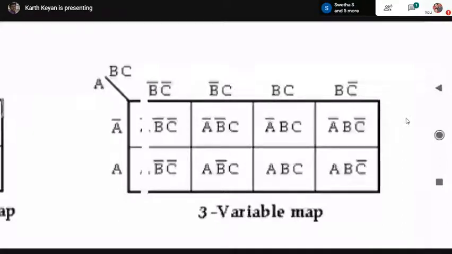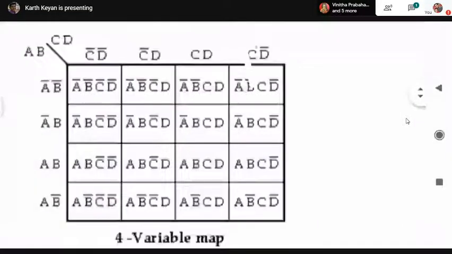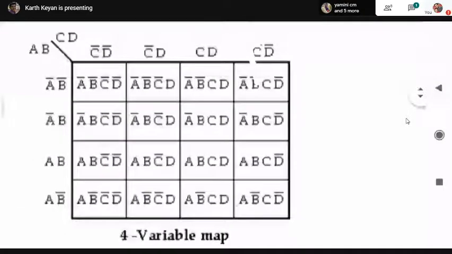Okay, so what is next? We'll talk about the four variable. Instead of three variable, we are just going to have four variable. For four variable, you have 2 power 4, which is equal to 16. The values start from 4 zeros to 4 ones.